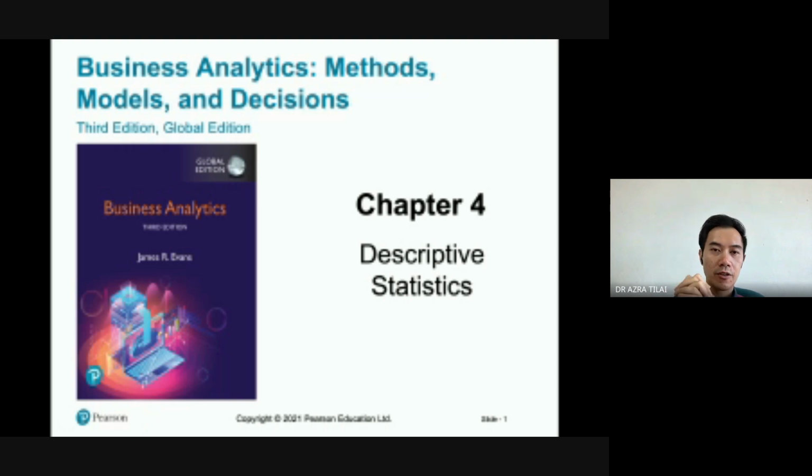We will begin today's class with Business Analytics: Methods, Models, and Decisions. Chapter 4, which is descriptive statistics.